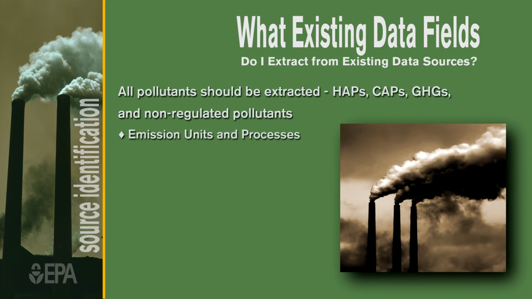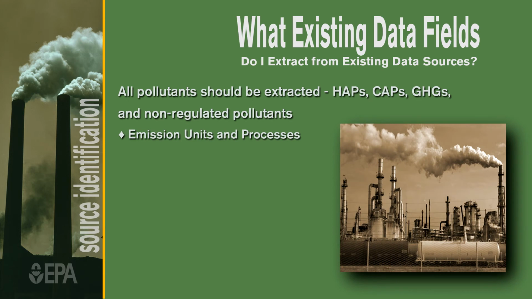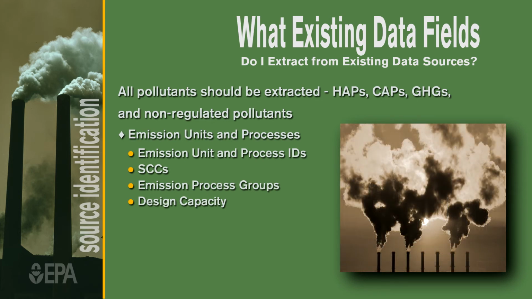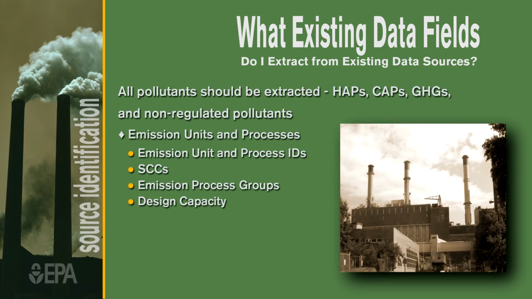Then we need information about the specific emission unit and the specific emission process. We need the emission unit and process IDs. We need the source classification code to tell us something about the unit. We might want to gather design capacity information. And then emission process groups are used in our residual risk program.